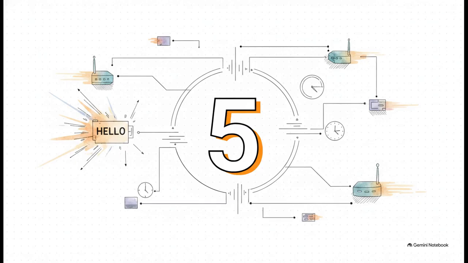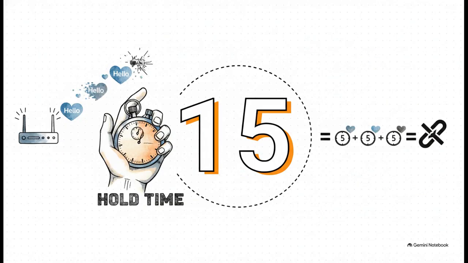If you plug a new router into a LAN, it's discovered almost immediately thanks to that speedy 5-second interval. But what happens if that 5-second heartbeat suddenly stops? Well, that brings us to our second crucial metric for the LAN, which is 15. This is the hold time.